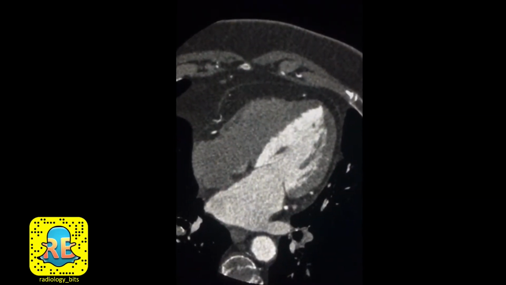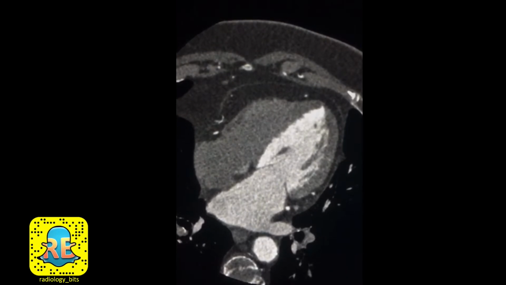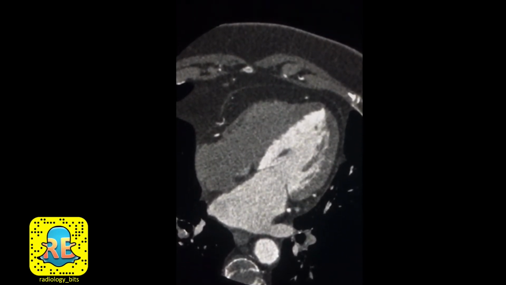Hello everyone, and welcome back with a new case. This is a cardiothoracic case that's mostly for seniors, but juniors would find this useful.